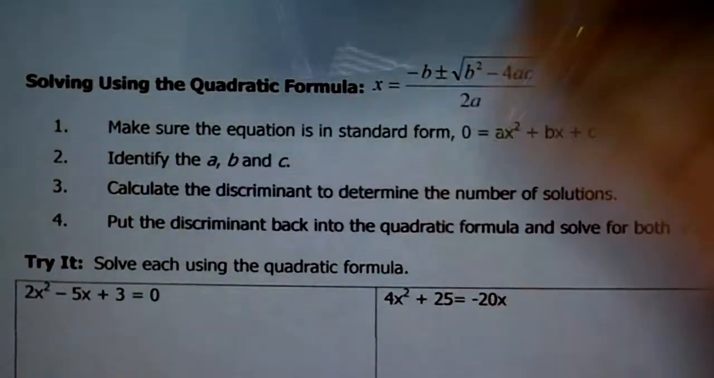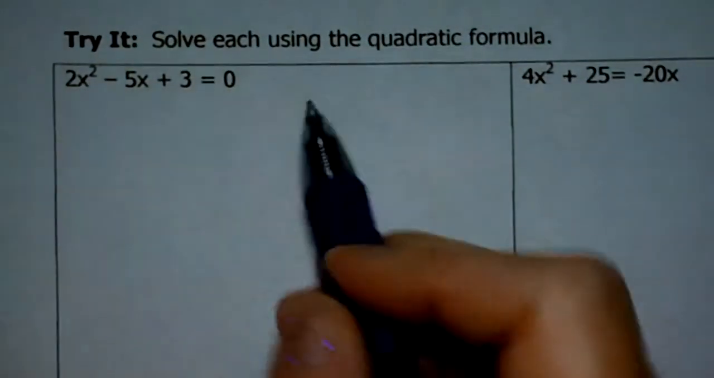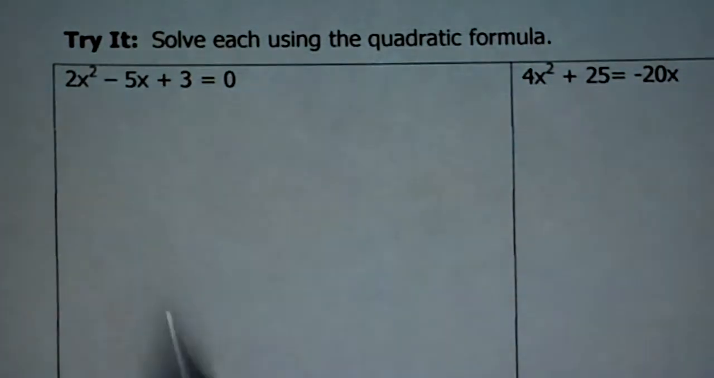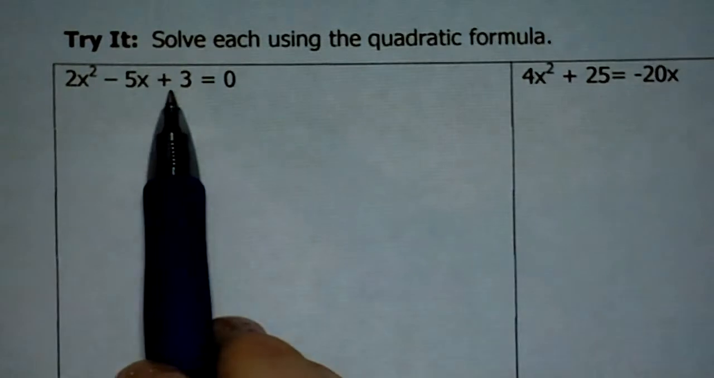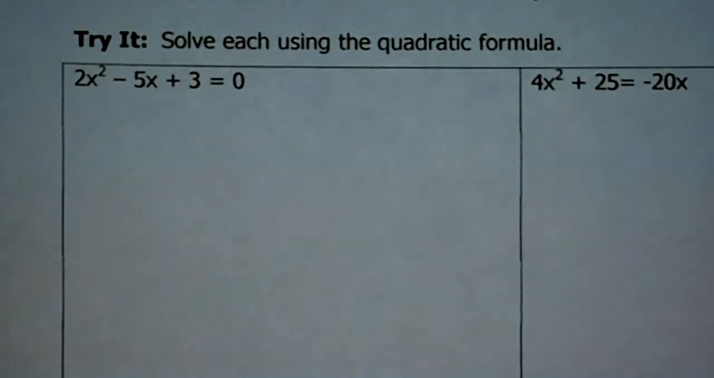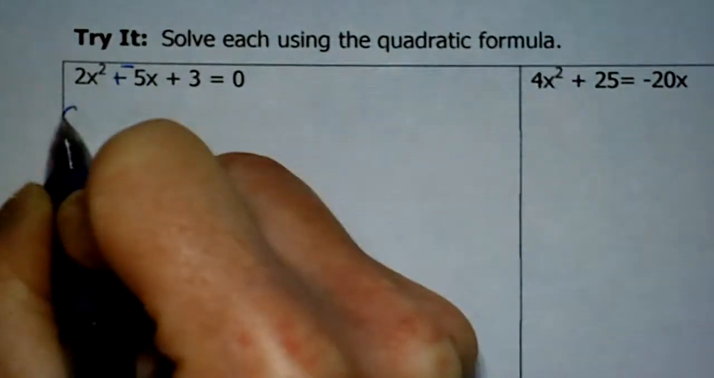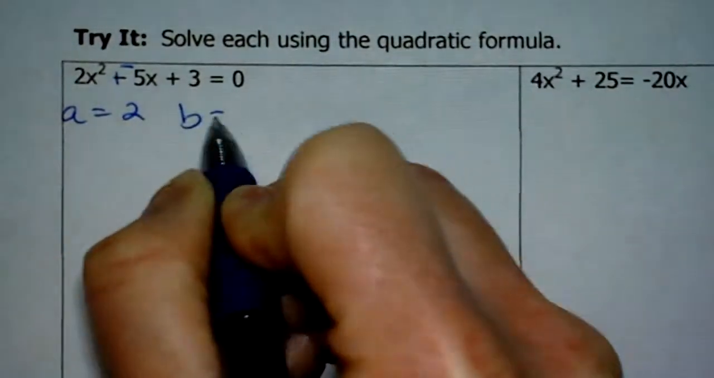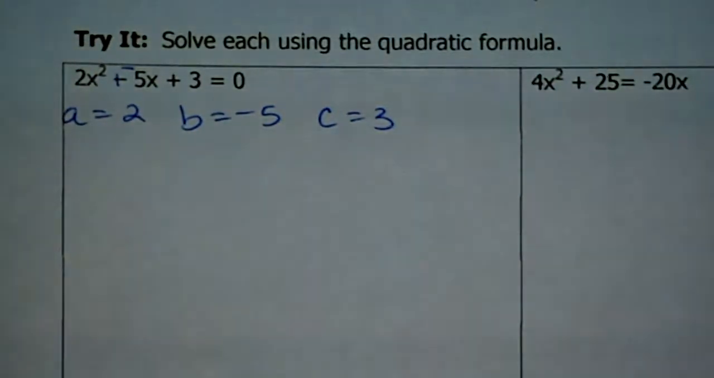So these steps are listed right here. I'll talk through them even though you can't see them up on the screen. I know you can see them on your paper. All right, so solve each using the quadratic formula. Yes, I could try to complete the square. I could try to graph this. I could do whatever I want. There's all kinds of different ways, but today we're focusing on the quadratic formula way. Okay, so step 1, standard form, done. Step 2, identify ABC. A is 2, B is -5, C is 3. Okay, so we've got our ABC.